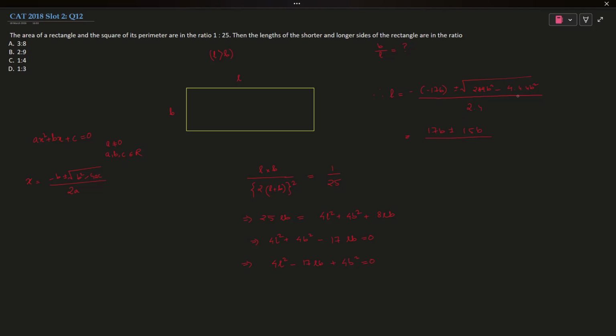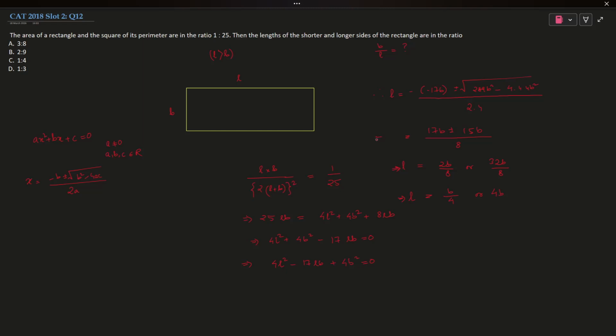289 minus 64 is 225. Yes, 225 will give you 15b by 8. From here I will have 2b by 8, or if I add it, 32b by 8, or b by 4, or 4 times of b. This is L. This is L.